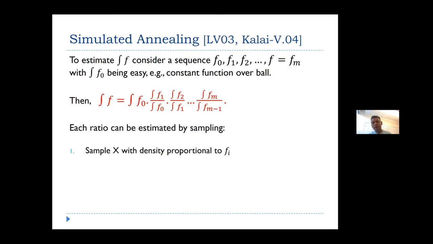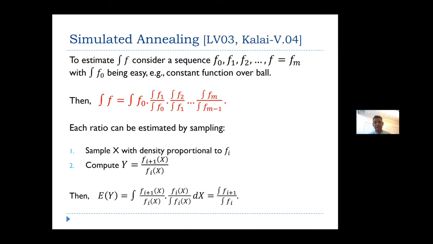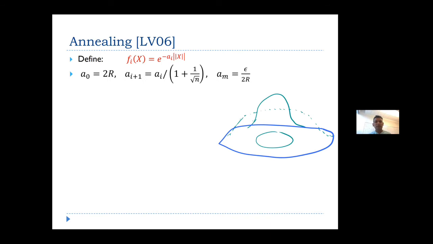Now, how do you estimate the ratio of two integrals? Well, we sample a point with density proportional to the function in the denominator. And then our estimator is just the ratio of the densities. So this is the classical statistical method, the ratio of the densities at that point, and its expectation is exactly the ratio of the integrals. So you sample a point according to the function in the denominator, look at the ratio of the densities, and what you get back in expectation is the ratio of the integrals. So now the question is, what functions should we use and how long will this take?